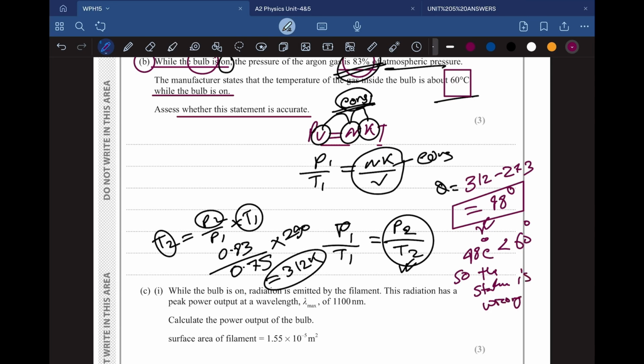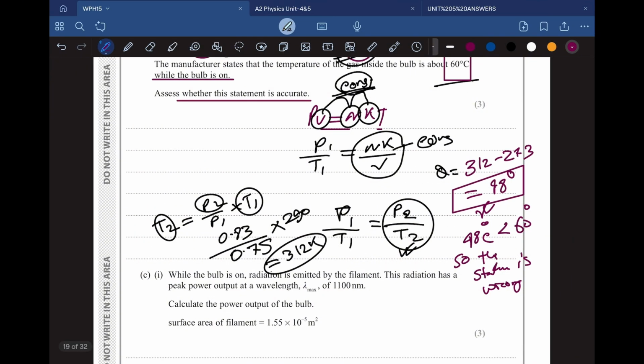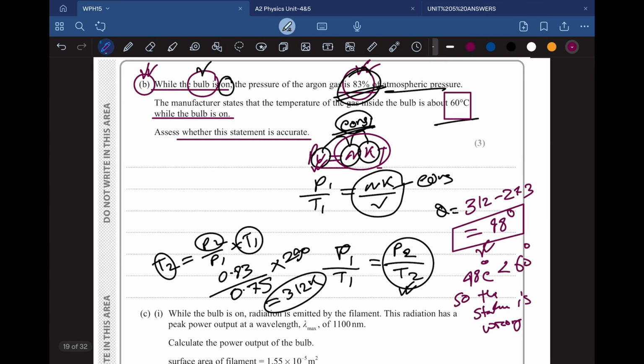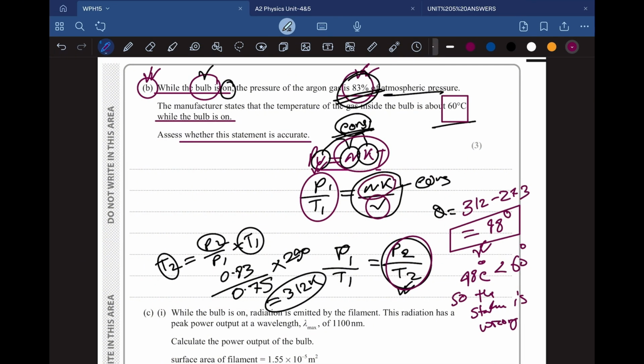The statement is wrong. This type of maths is very common, where you will have to make one of them a constant, because nk is constant right here, and this volume is constant whether the bulb is on or off. That's why we have written p1 by t1 is equal to nk by v, and this is the same for both when the bulb is on or off. The volume doesn't change, and the nk also doesn't change, so both of them will be constant, and that's why we have written p1 by t1 is equal to p2 by t2.